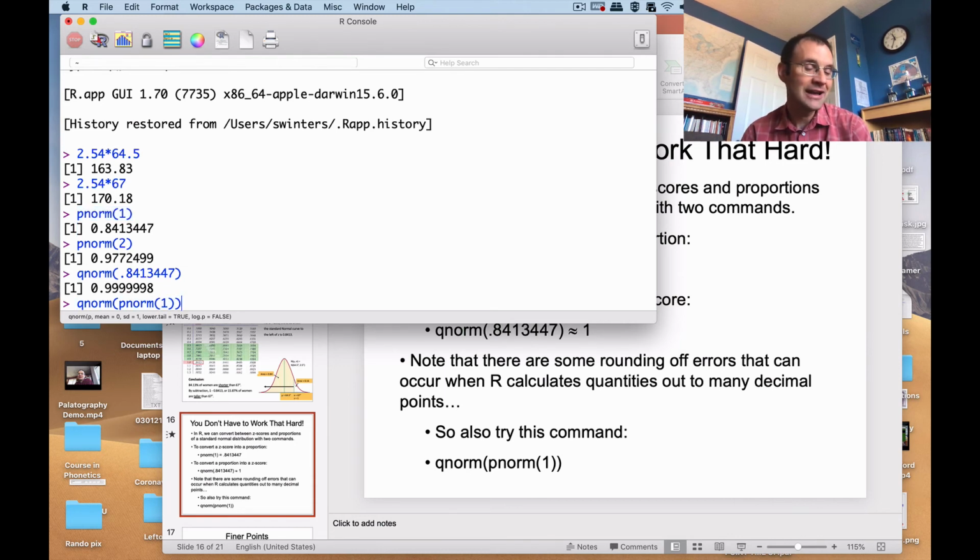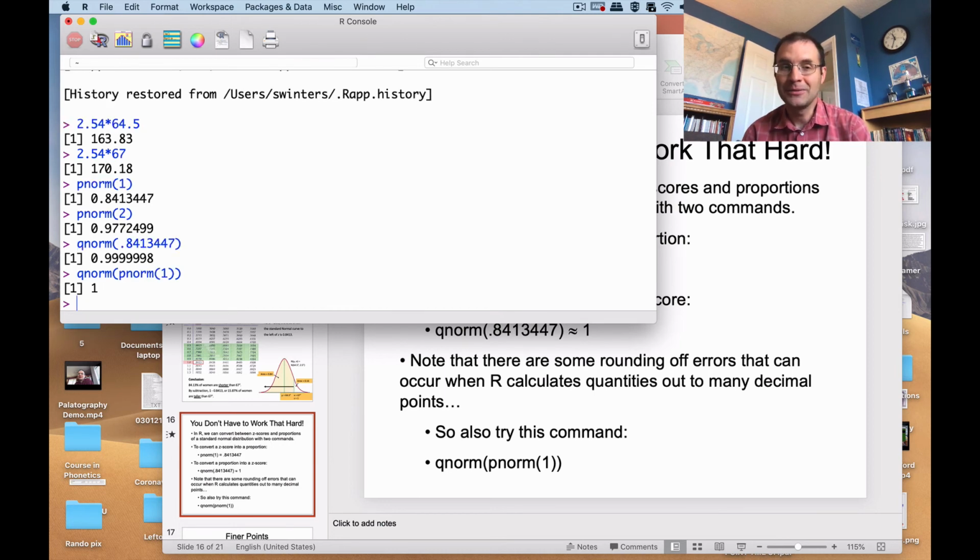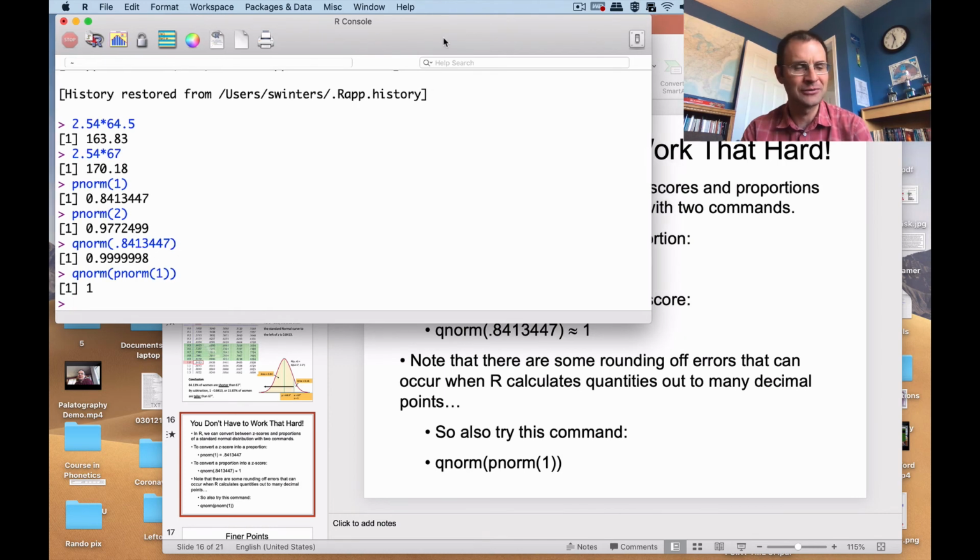And I should, when I do that, get a value of 1, and I do, and that's not really that exciting, but it's just showing you that R has some rounding off things, which you can avoid by saving yourself some trouble and just using the outputs of these formulae when you're using them for other formulae as well.